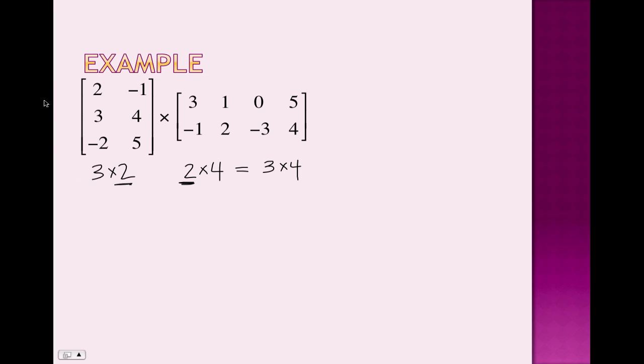So the first thing that we're going to do, remember, we're going to go across our rows this way, and we're going to go down our columns for our entries. So we've got 2 times 3 plus -1 times -1. Okay, now we're going to move to our second one. So 2 times 1 plus -1 times 2. All right, we've done that column.